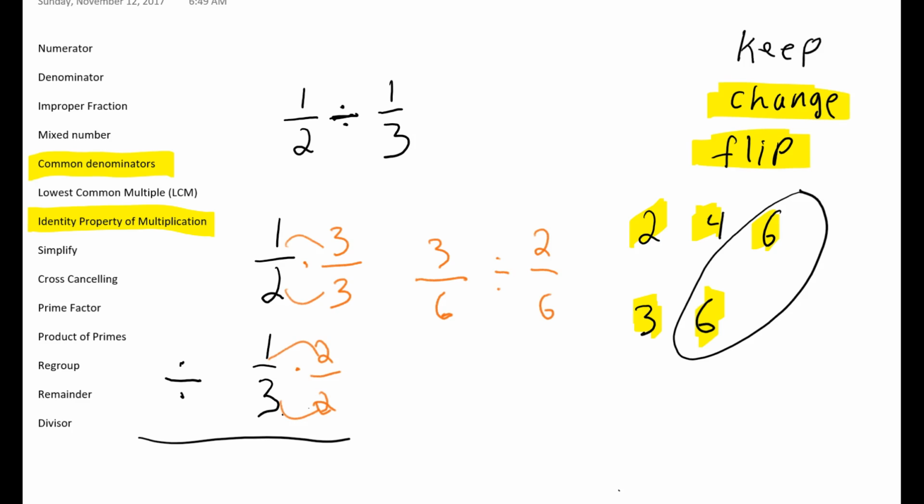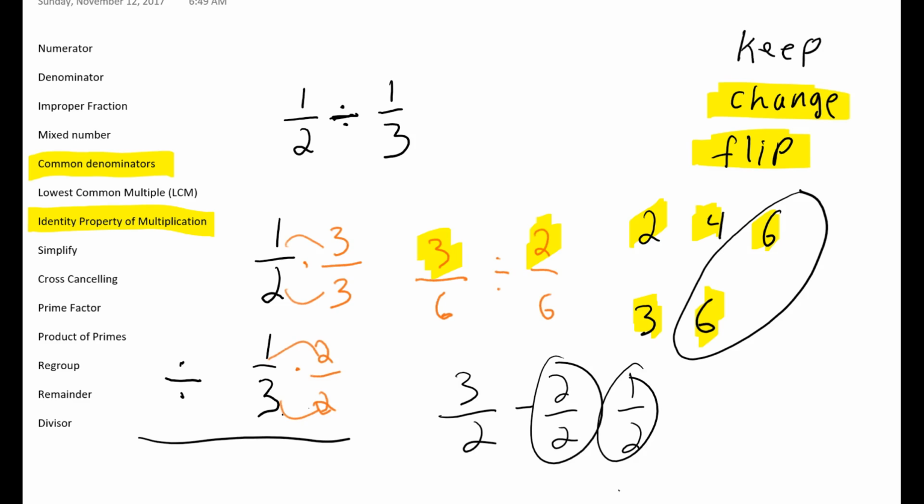Now that I have common denominators, all I do is take the left numerator and put it over the right numerator. So I end up with 3/2, just like I did with the keep, change, and flip method. Then I pull the 2 out, and I end up with 1/2, so I have 1 and 1/2, the same as the last method.